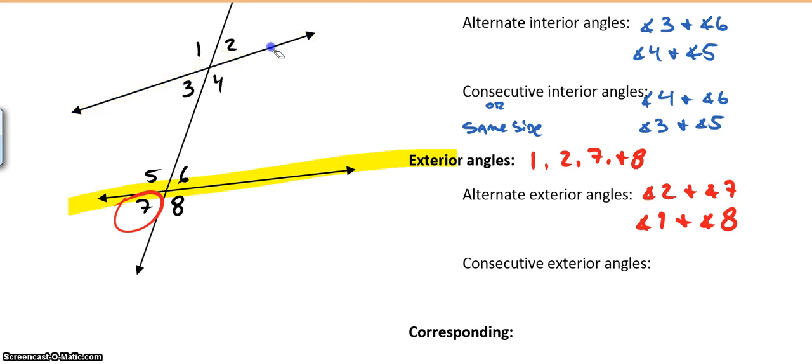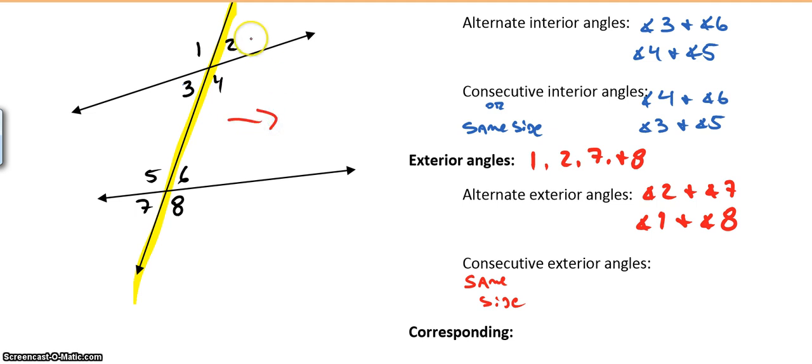Now again, consecutive exteriors, also same side, are on the same side of the transversal. So for instance, angle 2 and angle 8. Angle 1 and angle 7. Alright, so that's how we deal with interior and exteriors.